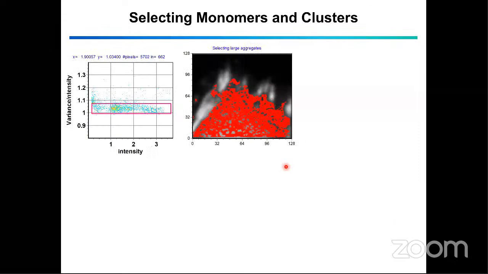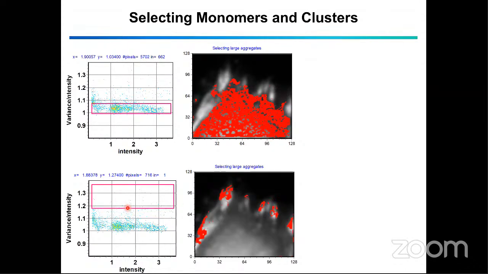Okay, let's go through this data in a little bit more detail. So here we have our N and B plot again, with apparent brightness on the y-axis and intensity on the x-axis. Here with this pink rectangle, we select a monomer. So this is the brightness slightly above 1 that corresponds to the EGFP monomer for this measurement. And if we select those pixels and highlight them in the image, you see all those pixels come from the cytoplasm area.